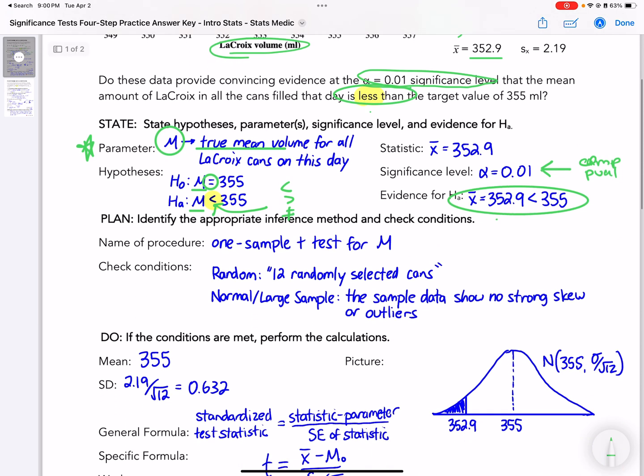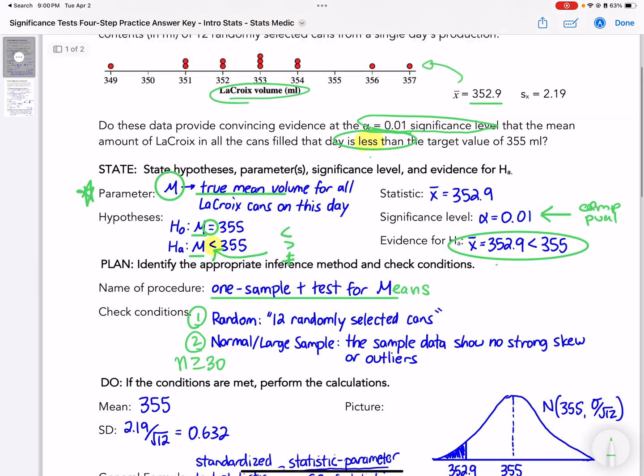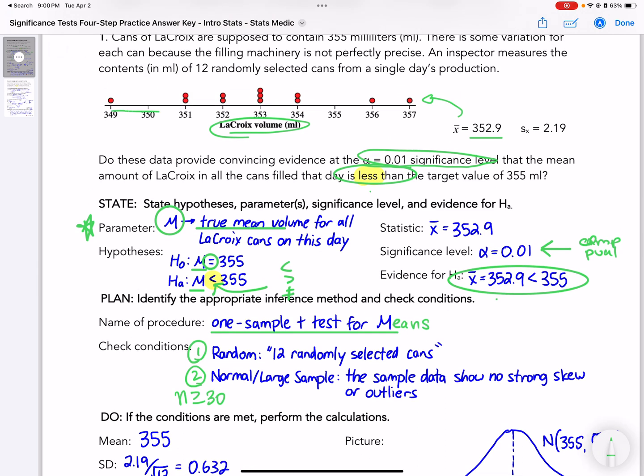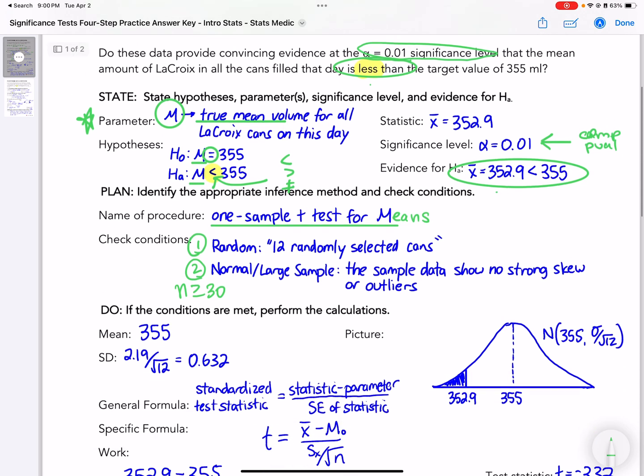All right. Okay, so this is a one sample t-test for means. You could say for mu or you could say for means. And the conditions we're going to check is, first of all, is it from a random sample? And secondly, is n greater than 30? If n is not greater than 30, you then have to check to see if the sample data doesn't show strong skewness or outliers. And you can see it doesn't show any strong skewness or outliers. You see the data's right here. And if I were to throw like a blanket over it, it would indeed be about a normal model. So that's all I'm checking.